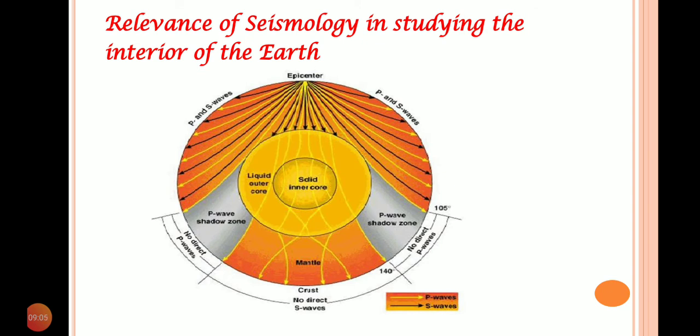Let us know about the relevance of seismology in the study of the interior of the earth. Seismic waves are the waves of energy that travel through the earth as a result of an earthquake and can tell a lot about the internal structure of the earth, because these waves travel at different speeds in different materials. There are two types of waves that travel through the earth. They are P waves and S waves, that is primary waves and secondary waves.